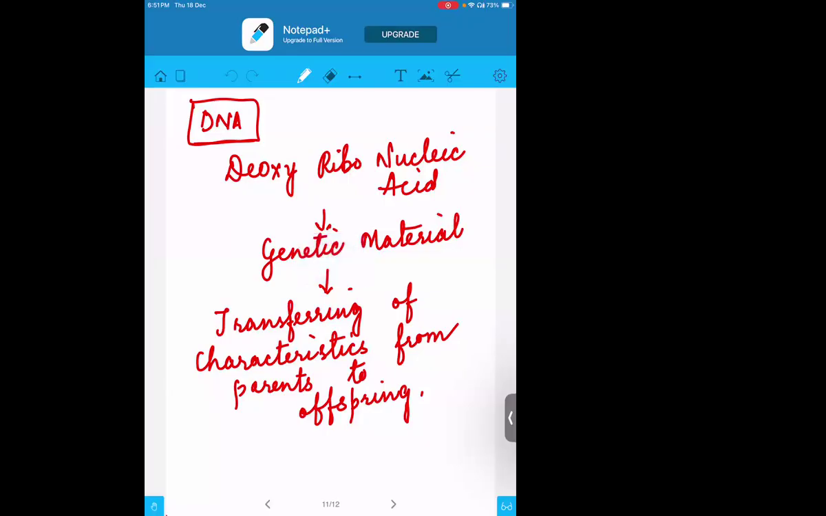What is it? If you have to write the definition, what will you write? So it's the transferring of characteristics from parents to offspring. That is a function. So if you have to write the definition, you should start it like: it is a genetic material which helps in transferring of characteristics from parents to the offspring.